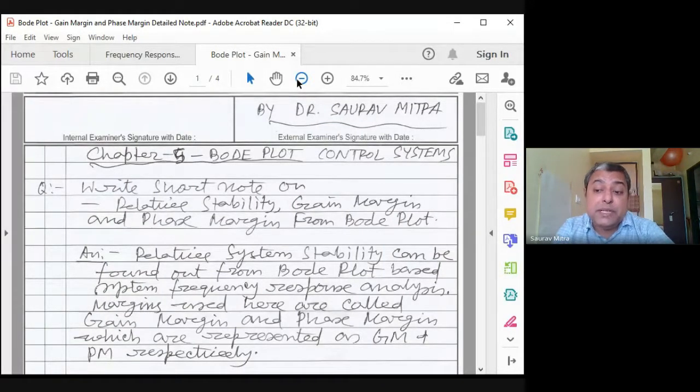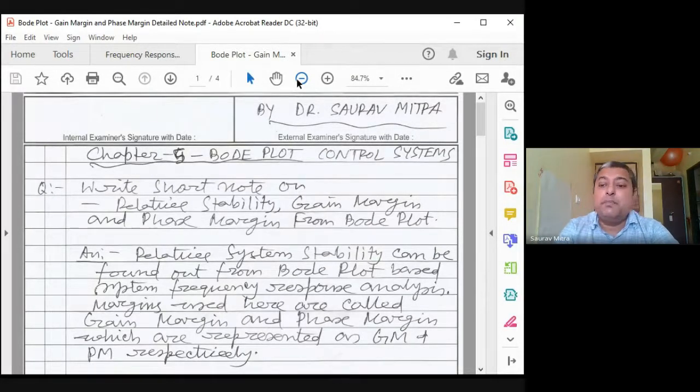It's a minus 20 dB system. What is meant by a minus 20 dB system? It's an attenuation system. That means whatever input you are giving, output will be 10 times less. That means what is V output by V input? V output by V input is 0.1. Log of 0.1 is minus 1, and 20 log of 0.1 is minus 20.